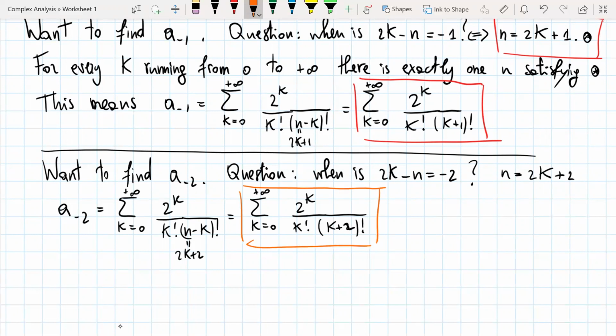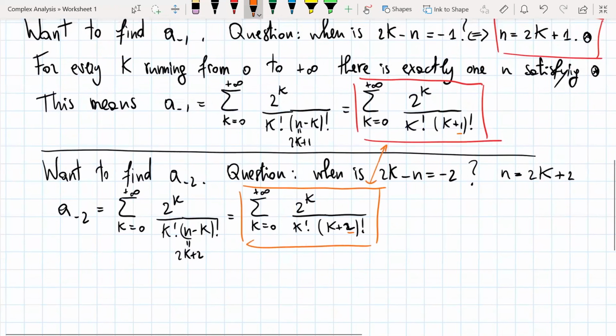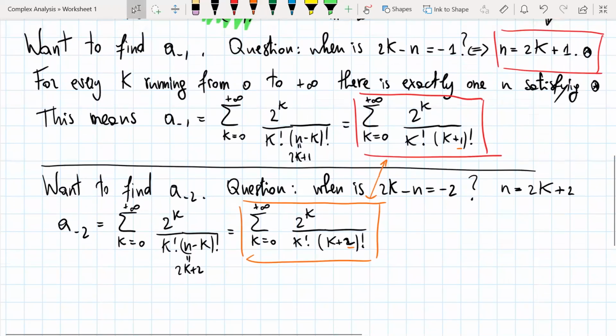So we can here compare the two formulas. Here we have k plus 2, and here we have k plus 1. I see that here we have a pattern. So a minus 3 will be the same with the k plus 3, and so on.